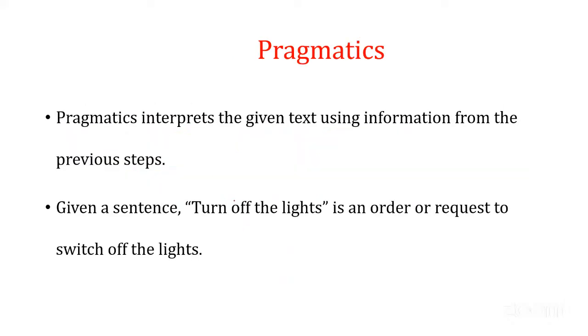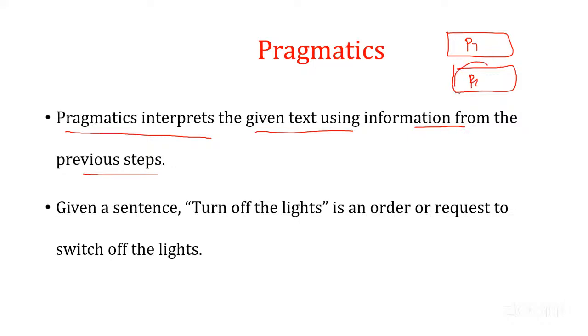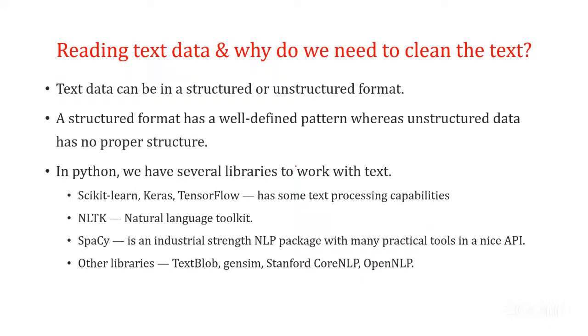Finally, we have one more level called the pragmatic level, where we interpret the text using information from the previous steps. For example, let us take a paragraph. This is paragraph 1 and this is paragraph 2. The current paragraph depends upon the previous paragraph. Now, let us take an example: "Turn off the lights." Can I take this sentence as an order or as a request? It depends upon the pragmatic level. So, with your permission, I will move on to the topic of practical knowledge.